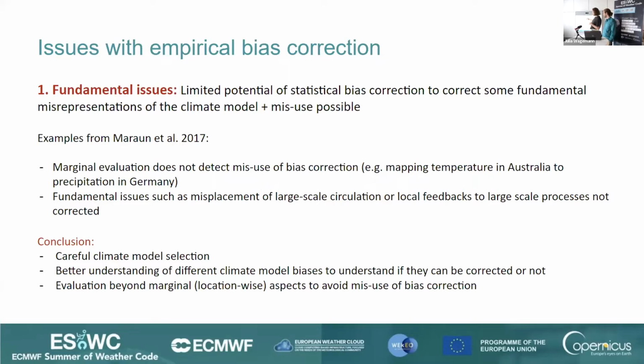So for example, in this paper we cite here, they show that you can essentially bias correct precipitation in Australia with temperature in Germany. I think they showed some absurd example, but what this really means is that you need a good selection of your climate model before using it. So if you want to use it for a certain impact study, you have to make sure that in this variable region combination, there's not a bias that will create flaws in your whole project. And also you need a good evaluation of what you're doing with bias correction to understand, does this make sense? Do the results look fine, and so on.